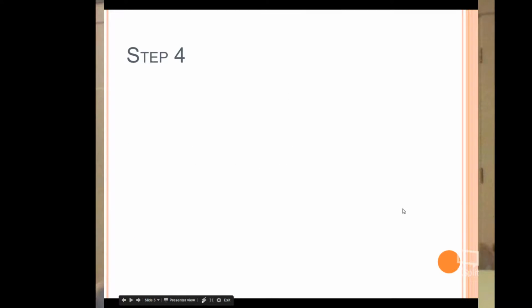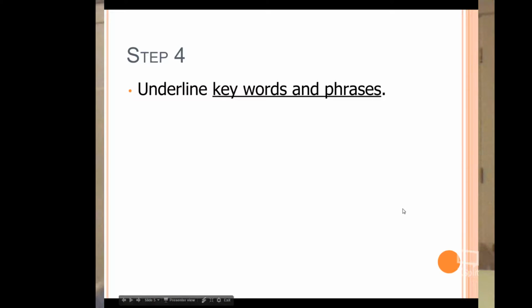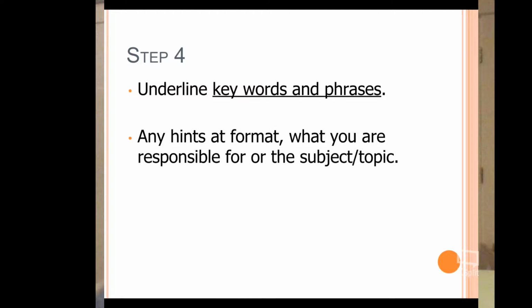Step 4. Underline keywords and phrases. Any hints at format, what you are responsible for, or the subject or topic. So this could vary from person to person. Mary might underline something, and then Joe over here might not because he doesn't think it's important. Now this is when it gets kind of on an individual level. It's what you think are the keywords or the phrases. Okay?